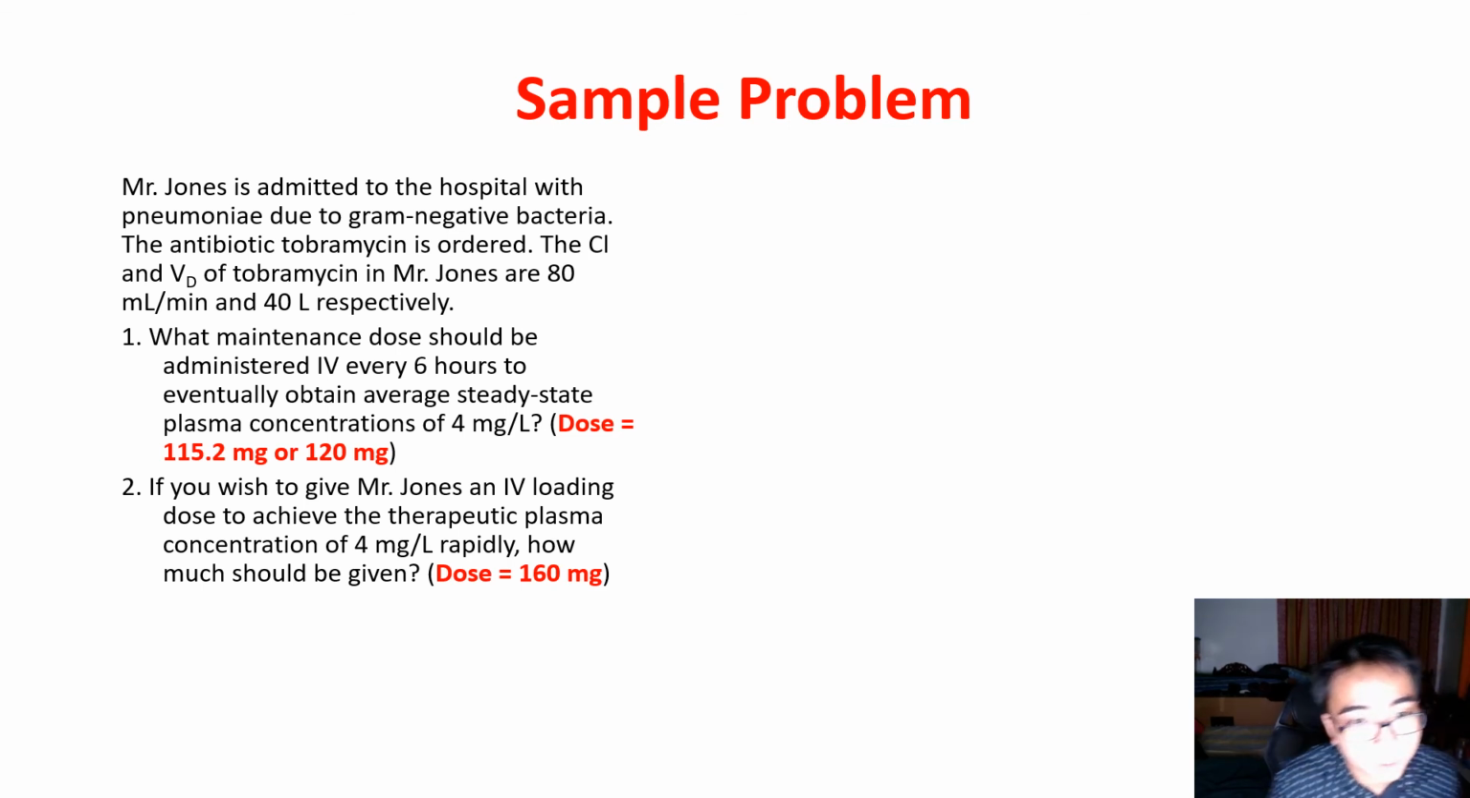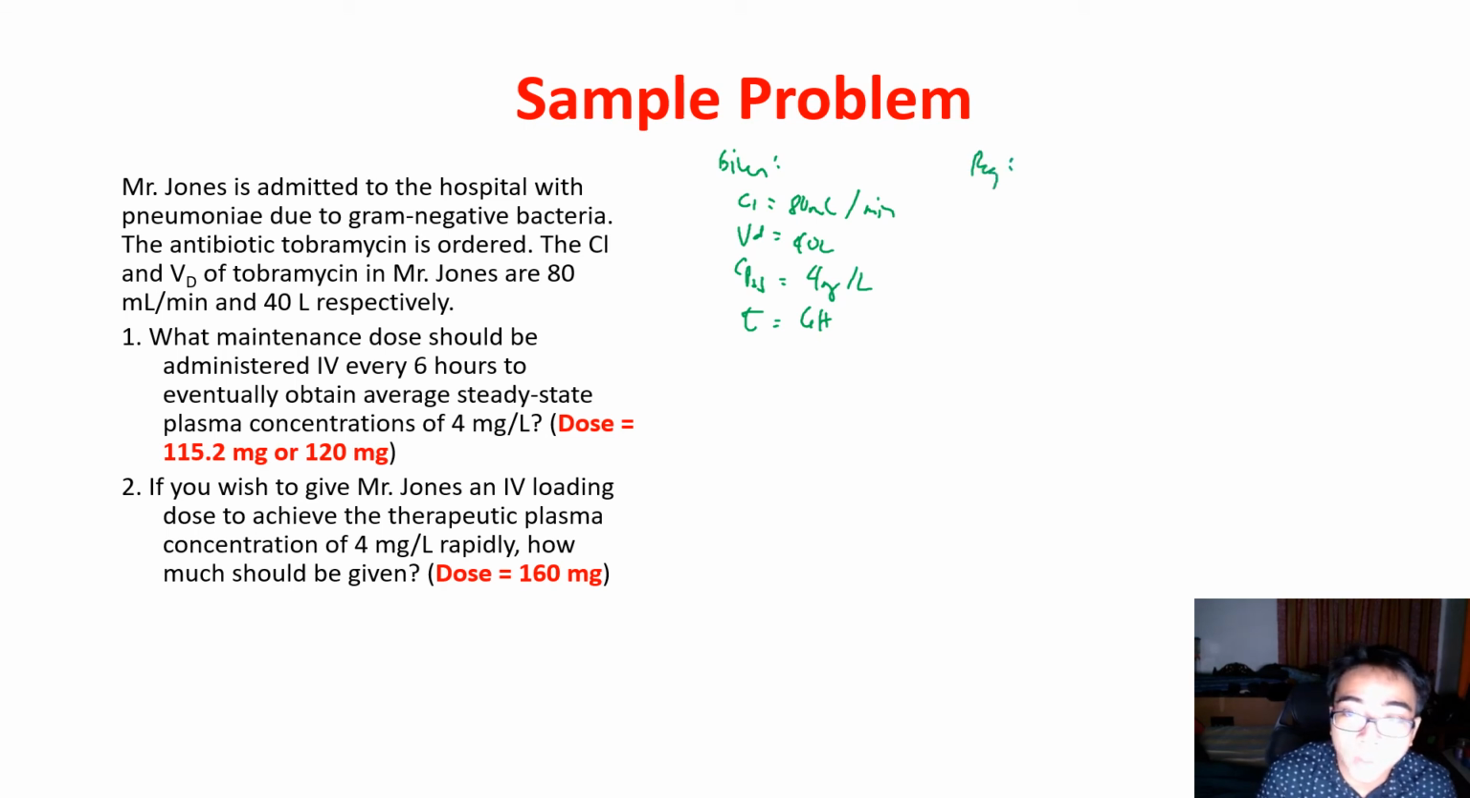And then for number 2, if you wish to give Mr. Jones an IV loading dose to achieve the therapeutic plasma concentrations of 4 milligrams per liter rapidly, how much should be given? So let's write here, ano bang given muna natin? We have the clearance, which is equal to 80 ml per minute. We have a VD, which is 40 liters. And then the desired CPSS, ang sabi niya, ang gusto natin is 4 milligrams per liter. Tapos ang ating dosing interval is every 6 hours. So ang required sa atin is maintenance dose at saka loading dose, both of which are unknown.